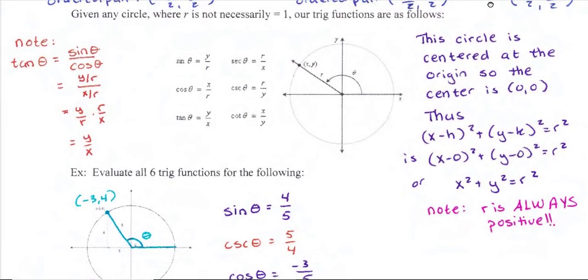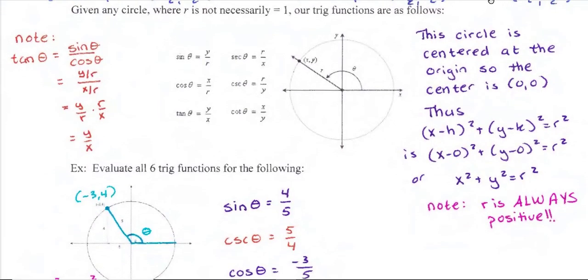So now, given any circle where the radius is not necessarily equal to 1, we can find our other trig functions as follows. The sine will be y over r. The cosine will be x over r. The tangent will be y over x. And I'm going to show you right here, tangent, which is sine over cosine, would be y over r divided by x over r. Dividing by a fraction will multiply by the reciprocal, and the r's cancel. So I wanted to show you that tangent has no basis whatsoever on the radius of the circle.